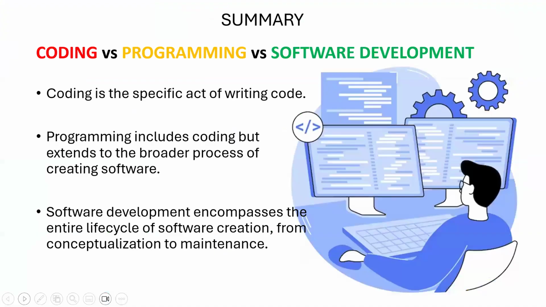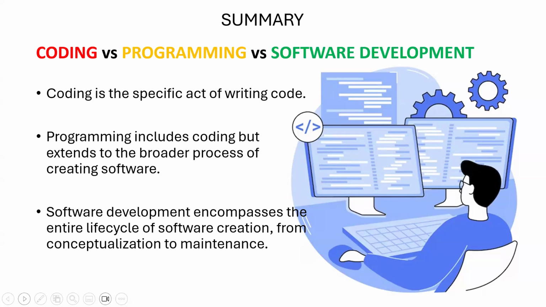So the summary of it is in the next slide. Coding is the specific act of writing code. AI does the same perfectly well, in all languages these days. Programming includes coding, but extends towards the broader process of creating software. To some extent, AI probably does this now, but it equally needs a human, because AI cannot wake up one day and start developing software.